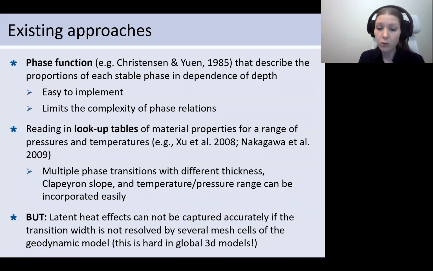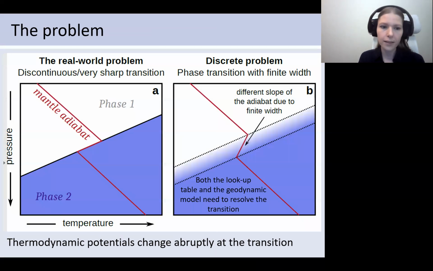latent heat effects accurately, we have to resolve the width of the phase transition with several mesh cells in the geodynamic model. Otherwise, we don't accurately capture the temperature change. And we can imagine that global 3D convection models usually have a resolution of several tens of kilometers, which limits how we can include thin phase transitions. We can think about the problem like this.